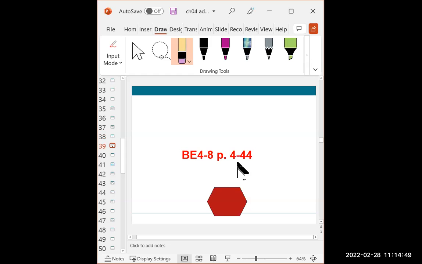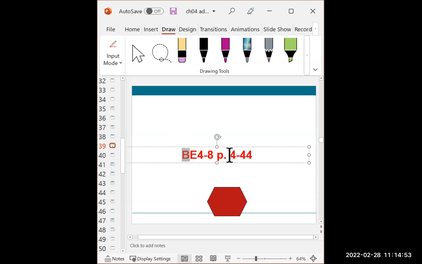Okay, so we're going to do BE 4-4 on page 444. So I'm going to put that over here and let me share my screen for that. I've got to scroll down. I'm going to share this with you. Stop sharing that. Share the Excel.